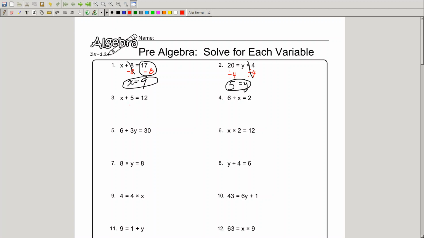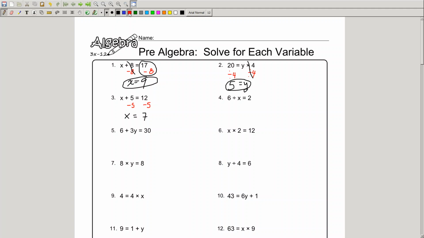Let's do some more. x plus 5 equals 12. Well, I'm going to subtract 5 because that's the opposite. And I'm left with x equals 12 minus 5, which is 7. Boom.